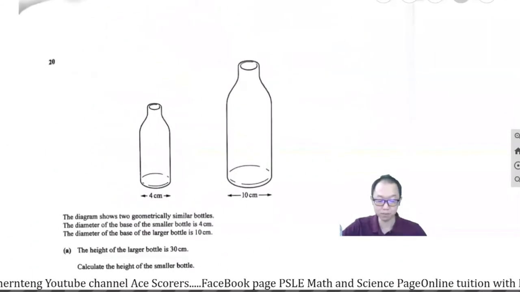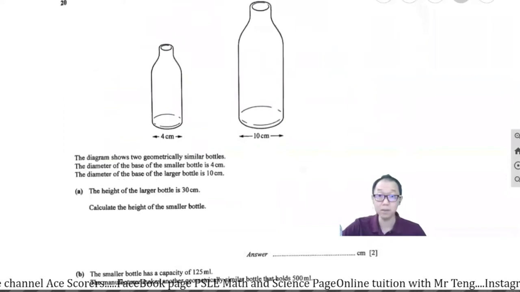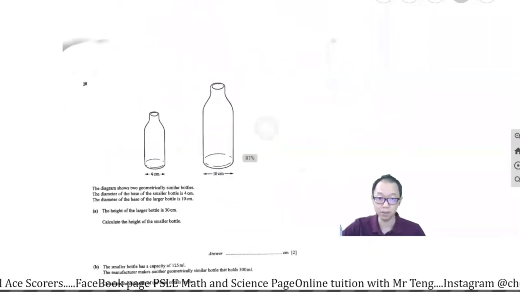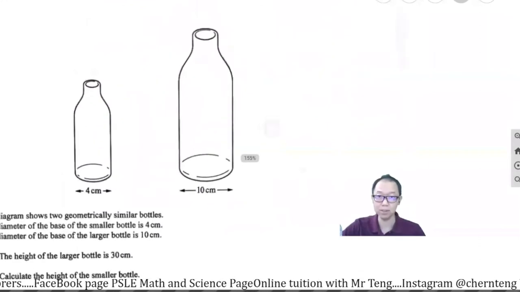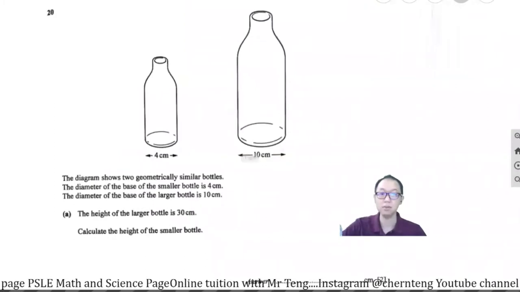Wow. Okay, next, I think y'all can try as well. Question number 20. We look at the first one, right? First one is 2 marks. It's the similar congruent thing. Right? Similar and congruent thing.